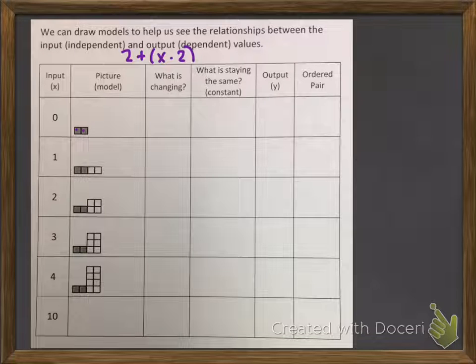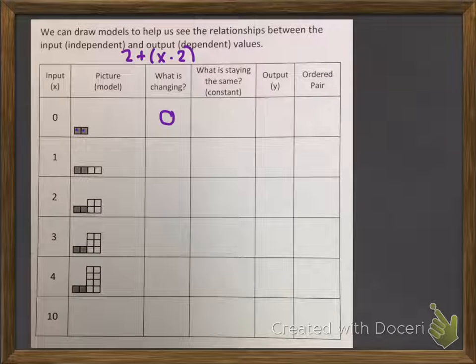The input for the first one is 0. And then in our picture we just have those 2 little gray squares. Nothing has changed yet because this is the original picture, so for what is changing we're going to put 0 because nothing has changed.